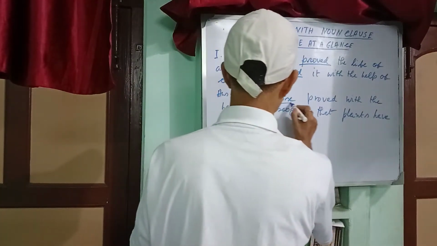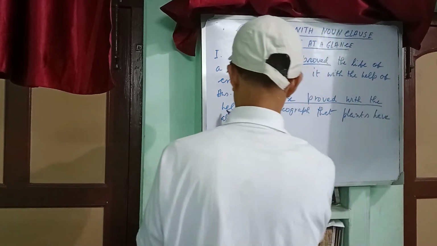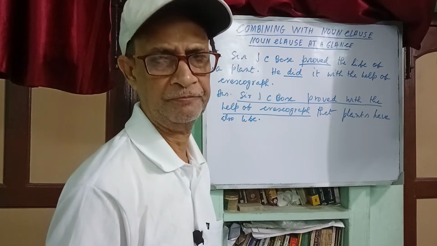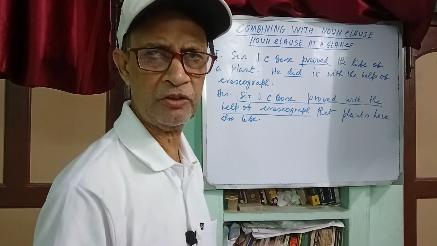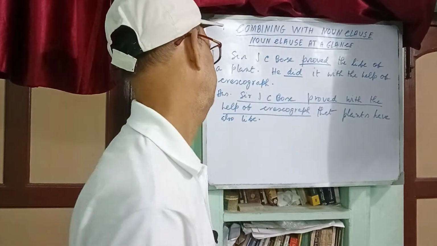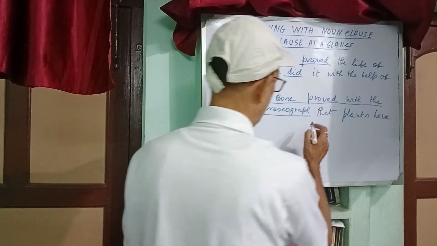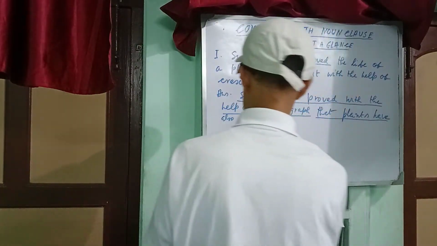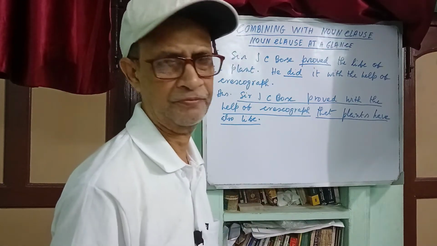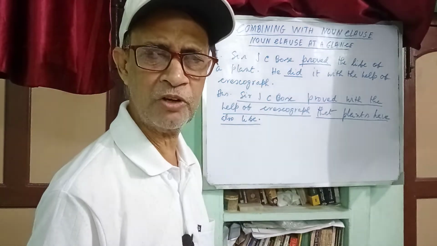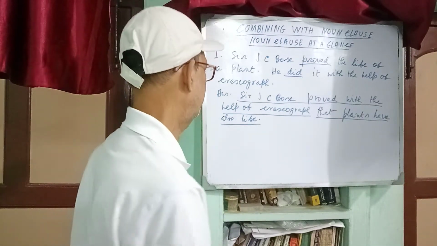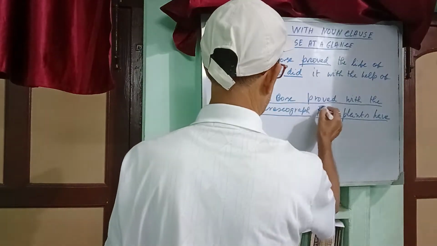Number one, Sir Jesse Bowles proved with the help of crystallograph. It is a principal clause and it is an independent clause. That plants have also life, subordinate noun clause. Why is it a noun clause? Because it is acting as the object to the verb proved.